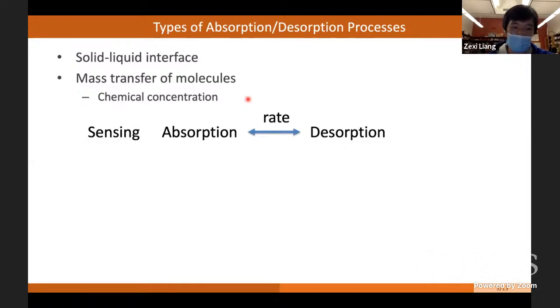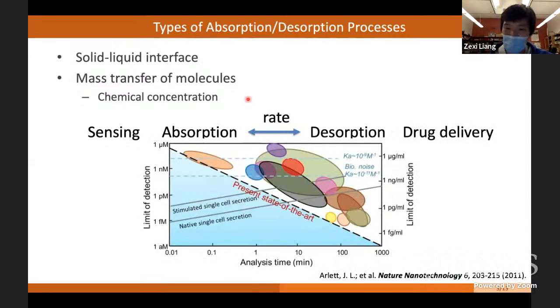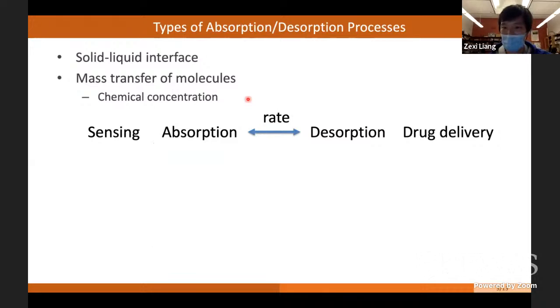For example, for the sensing application, absorption rate is desired to be as fast as possible. However, in terms of desorption for drug delivery, one may not want a very fast rate. Sometimes extended release is required. So a moderate rate probably is better than a fast rate. So anyway, we need to tune the rate for both absorption and desorption for different purposes.